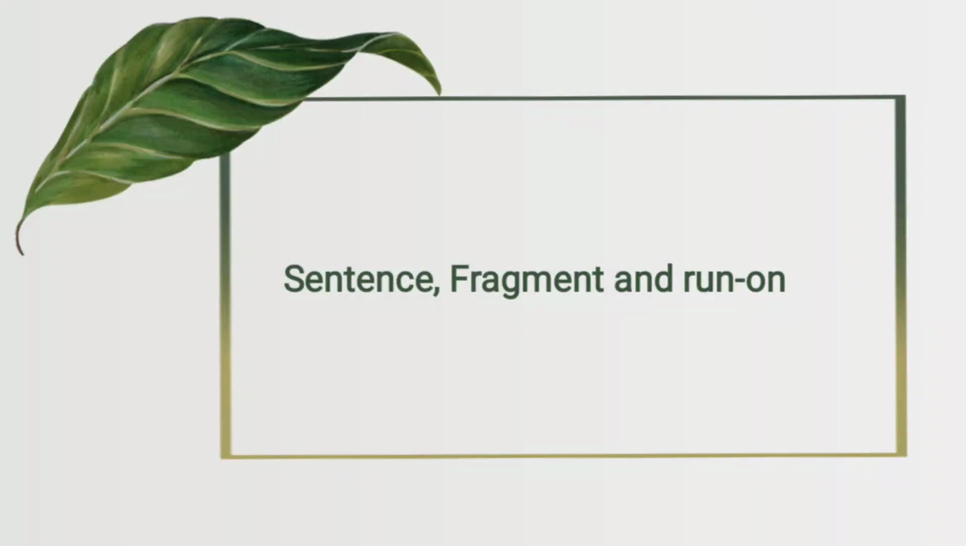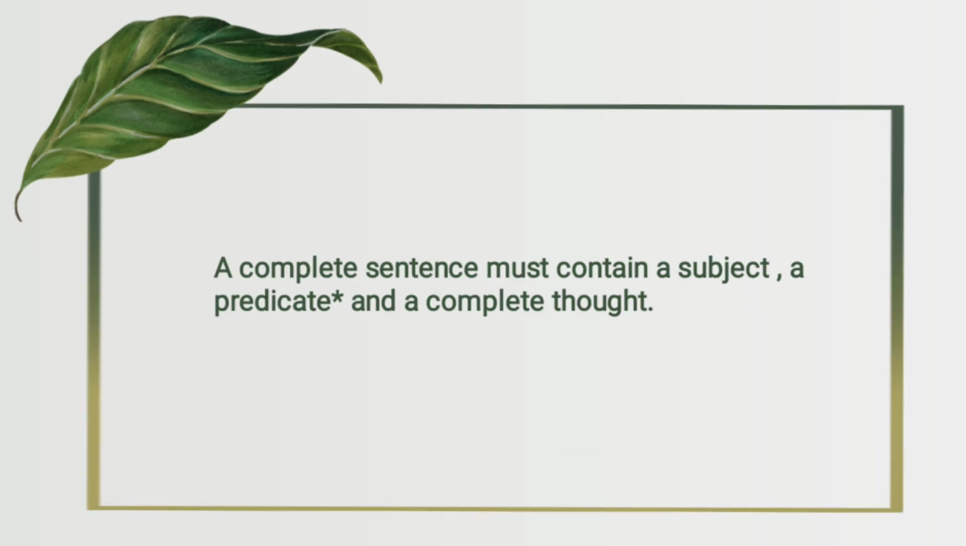Hi everyone, this is Wendy, and today we are going to see the differences between a complete sentence, a fragment, and a run-on. Before learning about the differences among them, the first thing we need to know is that a complete sentence must contain a subject, a predicate, and a complete thought.